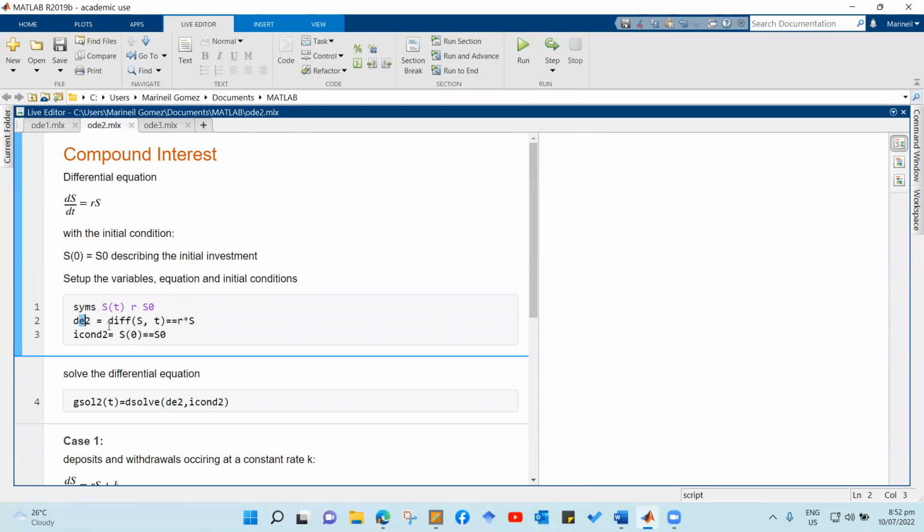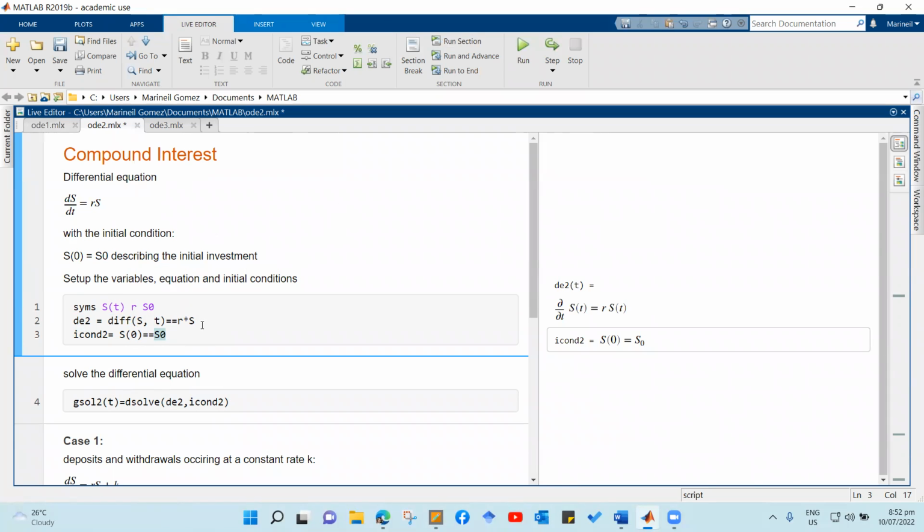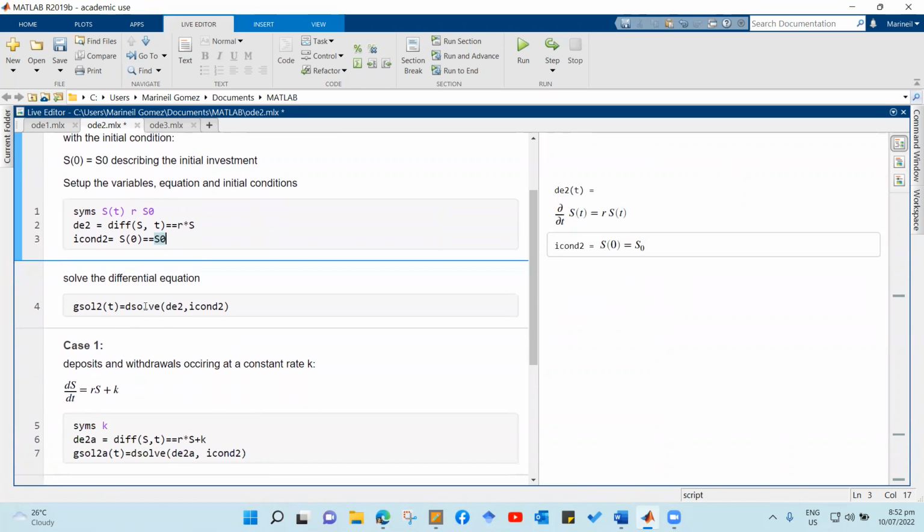So I have DE2 and the differential equation of S as a function of T: the derivative of S equals R times S. And the initial condition is S sub 0, that's the initial value. I'll simply run this section. These are purely our inputs, so it just gives us our input, to check that our input is correct. And then we solve it.